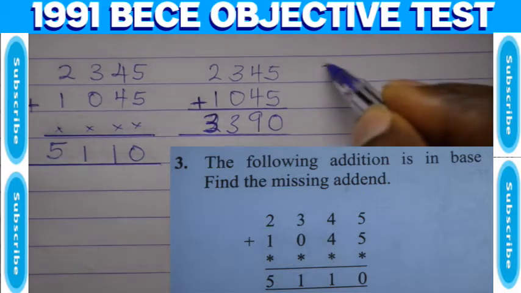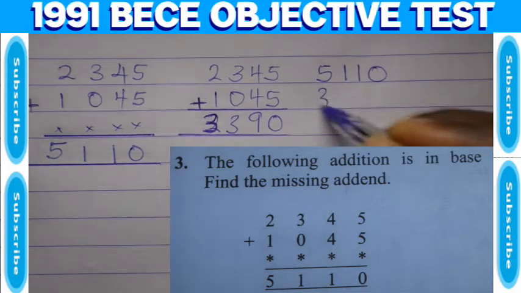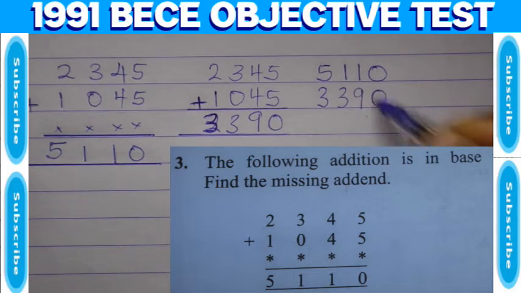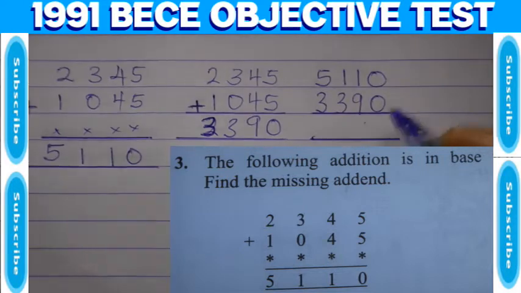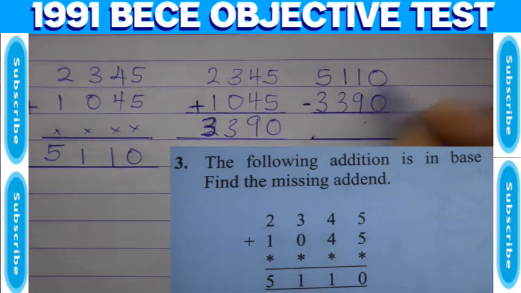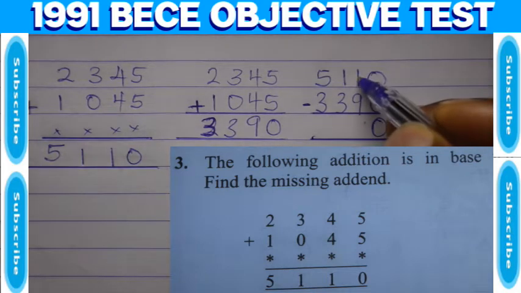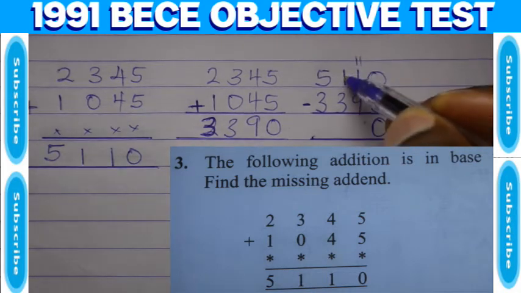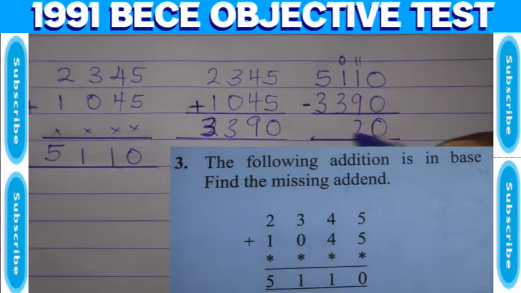So we have 5, 1, 1, 0. Then we have 3, 3, 9, 0. So let's find the difference. Let's find the difference over here. 0 minus 0 gives us 0. 1 minus 9 is not possible. We borrow 1 from here, and that is 10. So that 10 plus 1 will give us 11 over here. But we have only 0 left here. We borrow 1, and then we have 10. 10 plus 1 is 11. 11 minus 9 gives us 2.